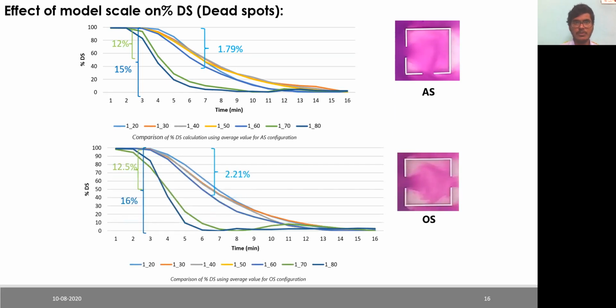From all these 3 configurations, it is observed that the average values of this concentration for all these configurations are low for scales 1:20 to 1:60, whereas the scales 1:70 and 80 show a vast difference in the average in the slope value, which you can see here clearly.